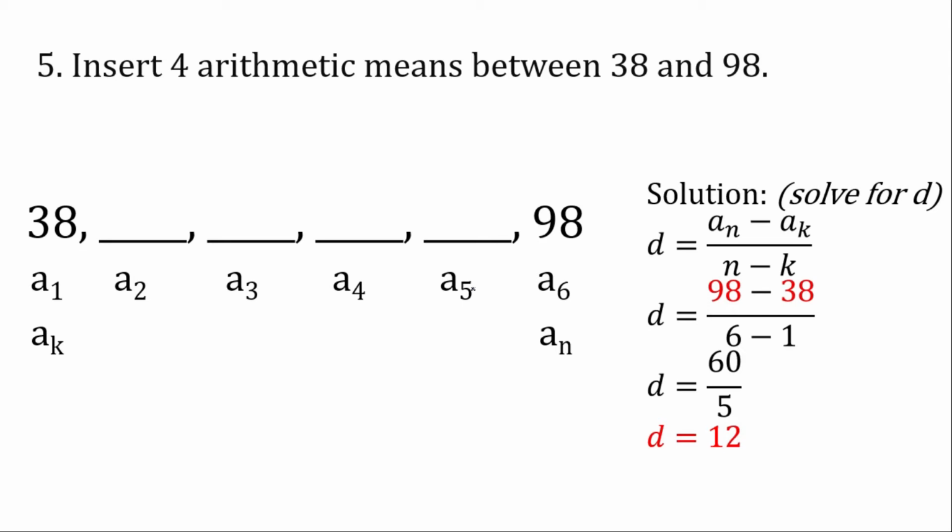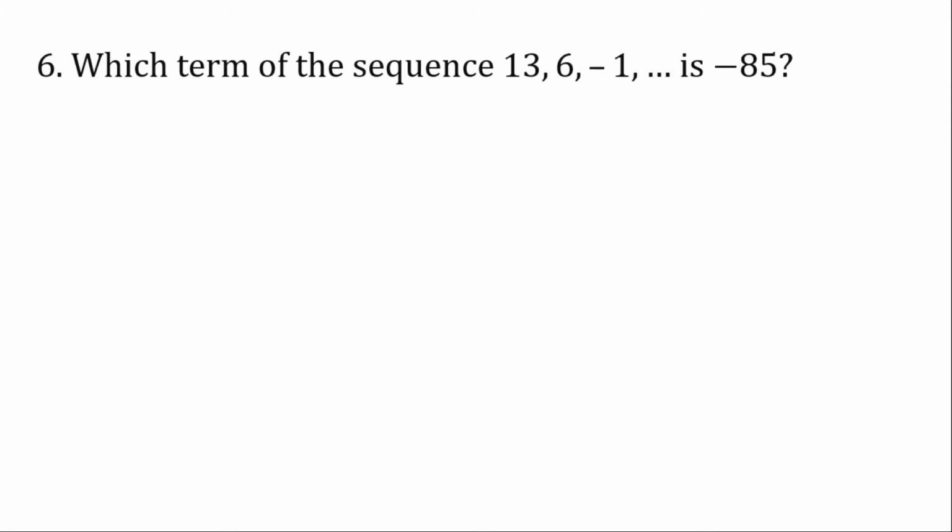So 38 plus 12 is 50. 50 plus 12 is 62. 62 plus 12 is 74. 74 plus 12 is 86. And 86 plus 12 is 98. So that's the answer, and that's how to answer number 5. Now let's go to problem number 6.